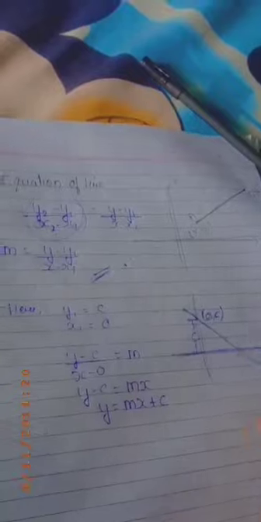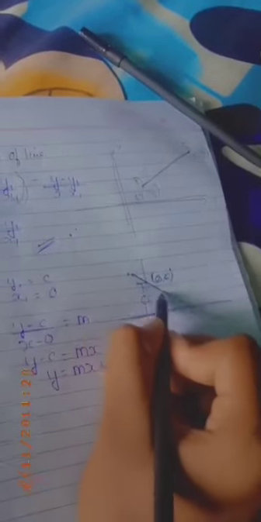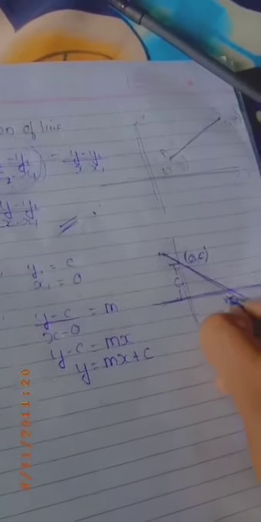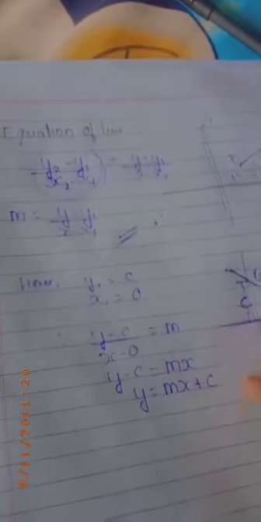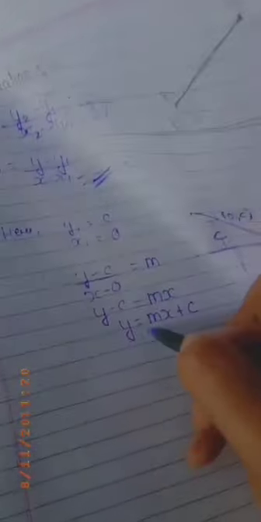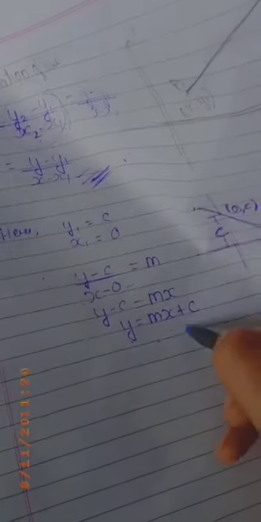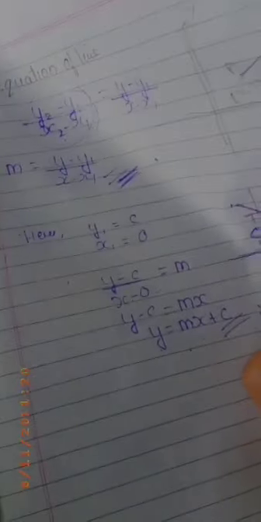Now consider this diagram. This is a line with slope m and this is a distance c, so the point will be 0 and c. So y1 will be c and x1 will be 0. Now putting this in the equation, (y minus c) by (x minus 0) is equal to m. So y minus c is equal to mx, so y is equal to mx plus c. This is the required equation.